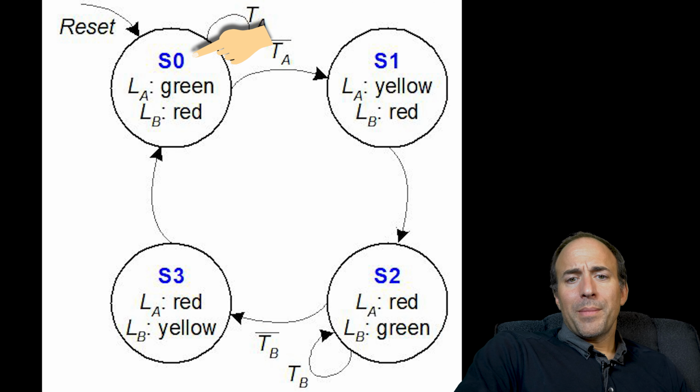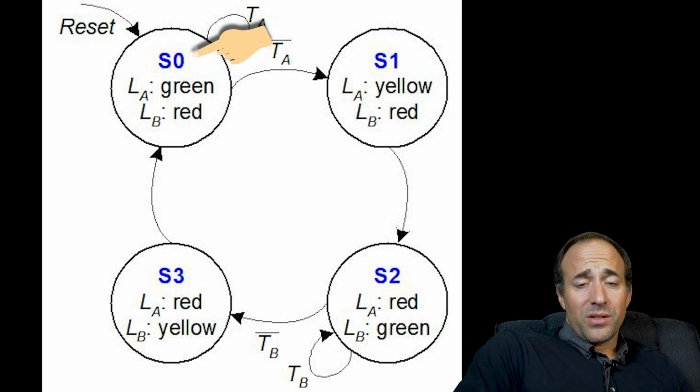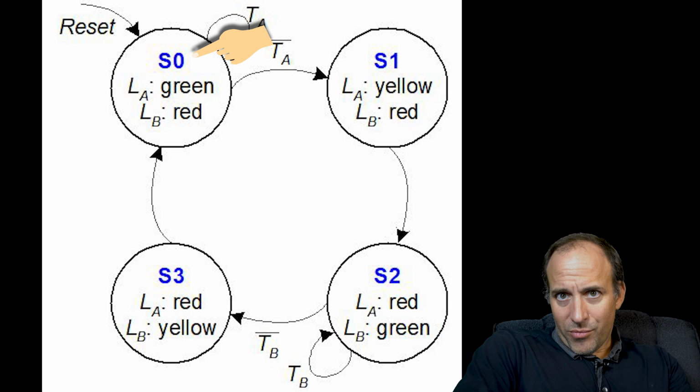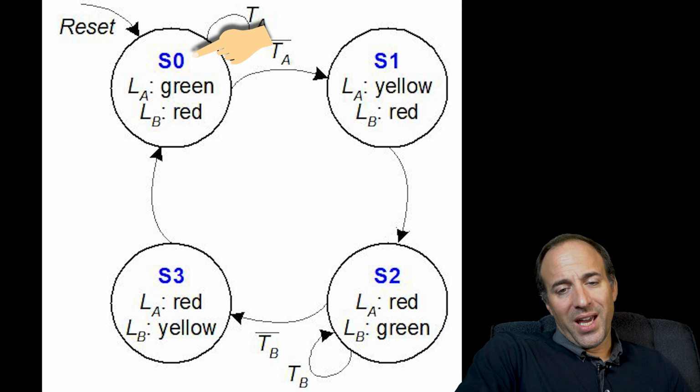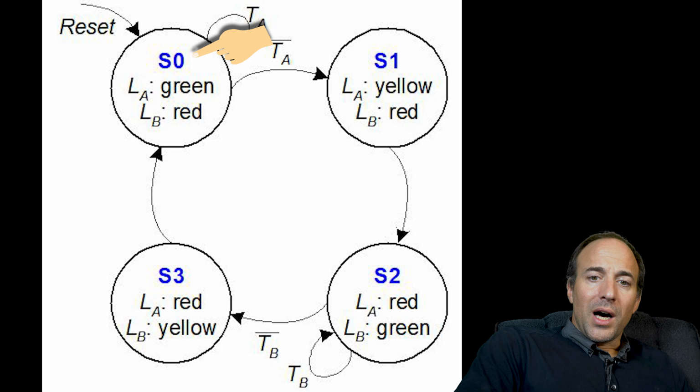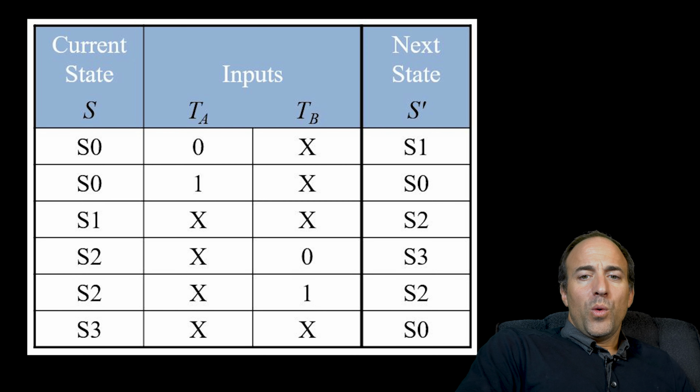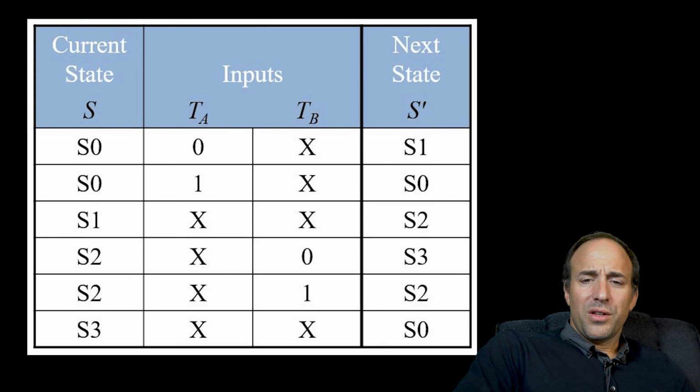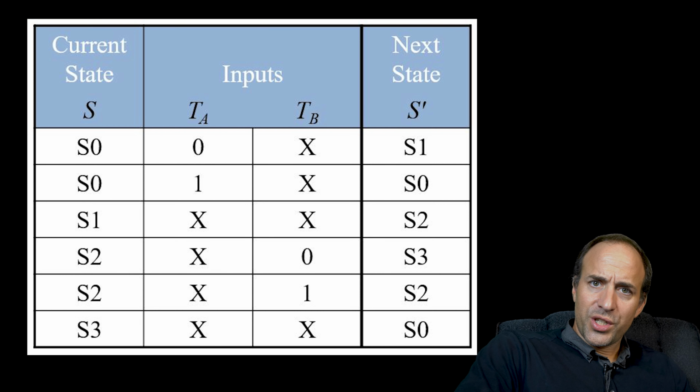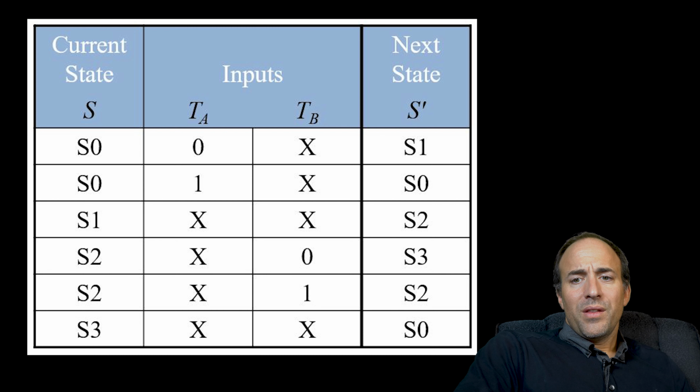The state diagram can be shown as a graph with states and edges, or it can be shown as a truth table, which is possibly a little harder to read, but the table would be mapping the source state and the input values to the next state.